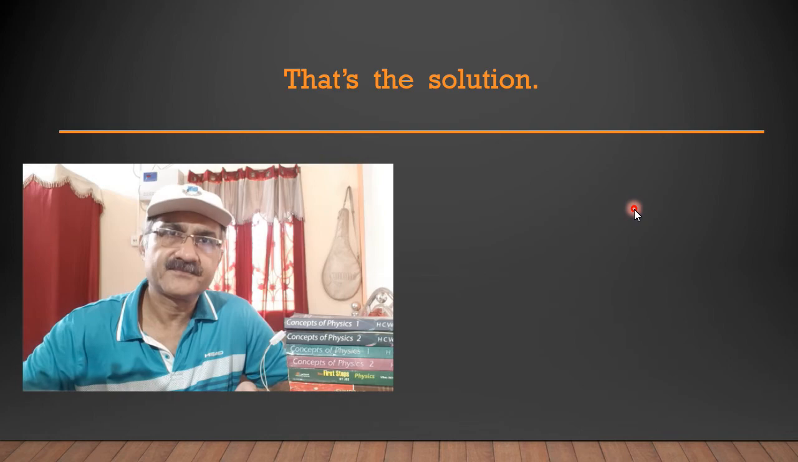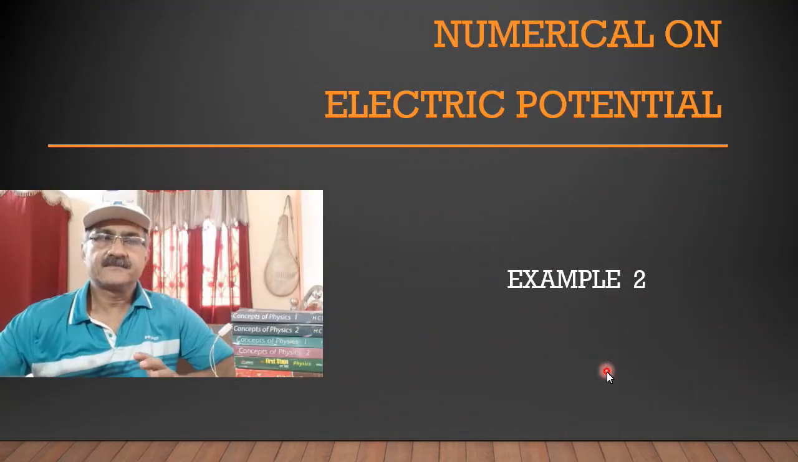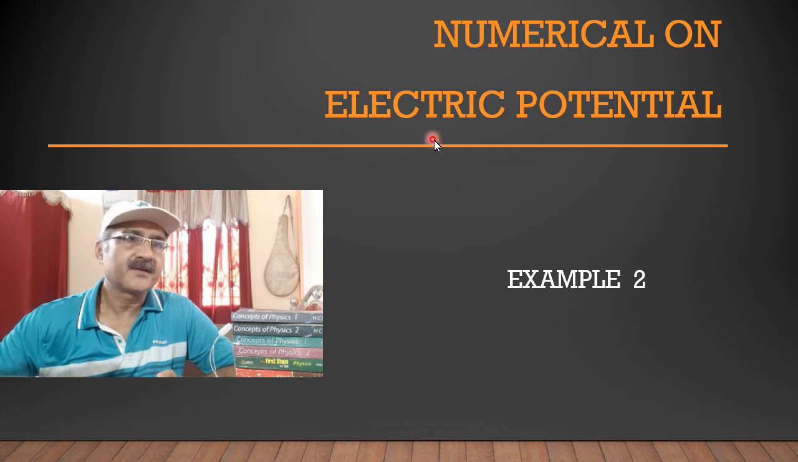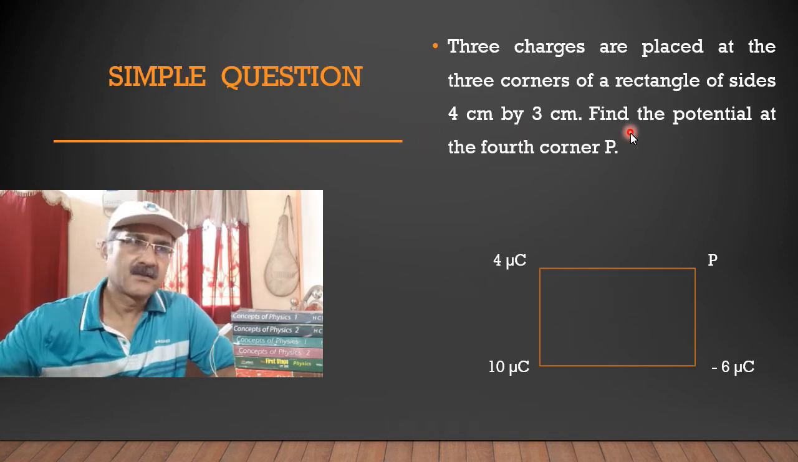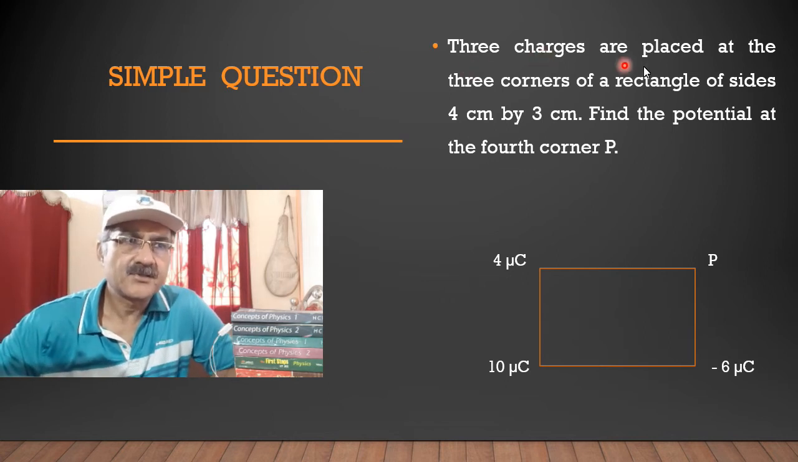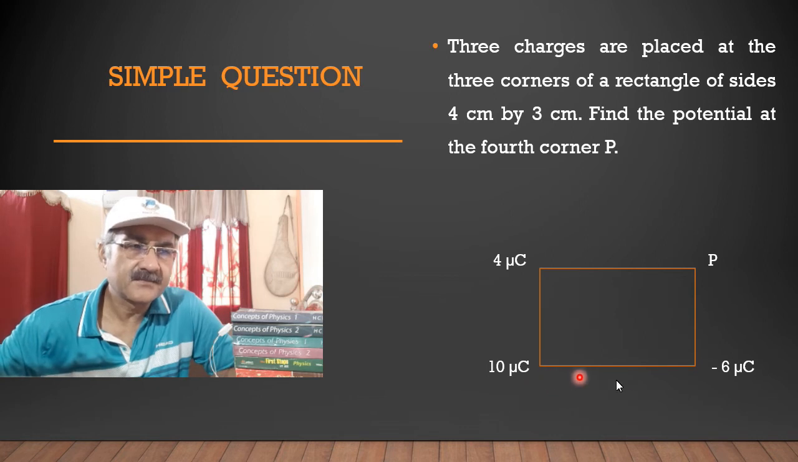That's the solution, right? So let's take another example of a numerical problem on electric potential. The question here is, 3 charges are placed at the 3 corners of a rectangle of sides 4 centimeter by 3 centimeter. So the diagram is given here. So at this corner there is a charge of 4 microcoulomb, here 10 microcoulomb, at this corner minus 6 microcoulomb, and the size of the rectangle is given. The longer side is 4 centimeter and the shorter side is 3 centimeter, right?